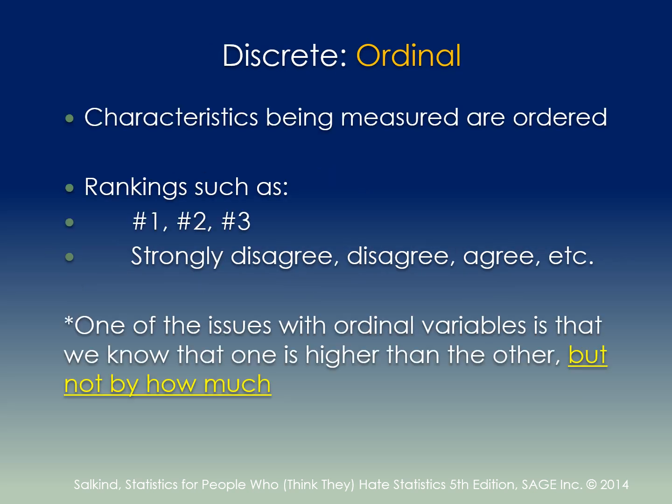So under the category of discrete measures, we have our first, which is an ordinal measure. And we can often think about ordinal measures as rankings. So, for example, where you finish in a race. Did you finish first, second, third, 48th? Right? You're kind of ranked in terms of how you finish.